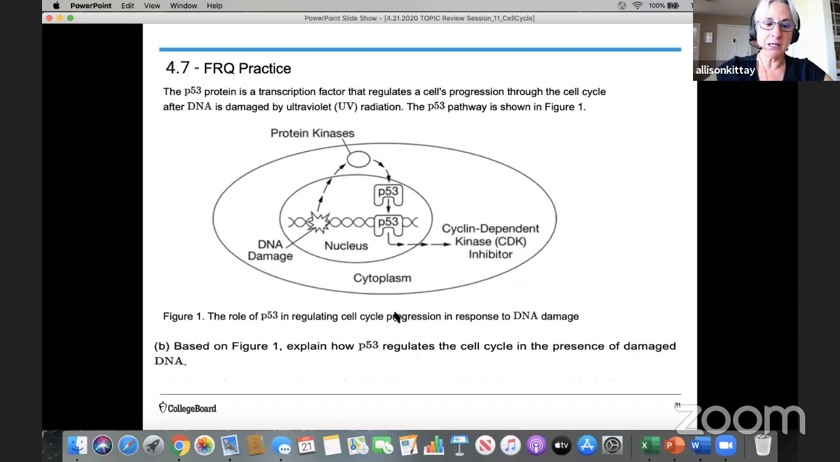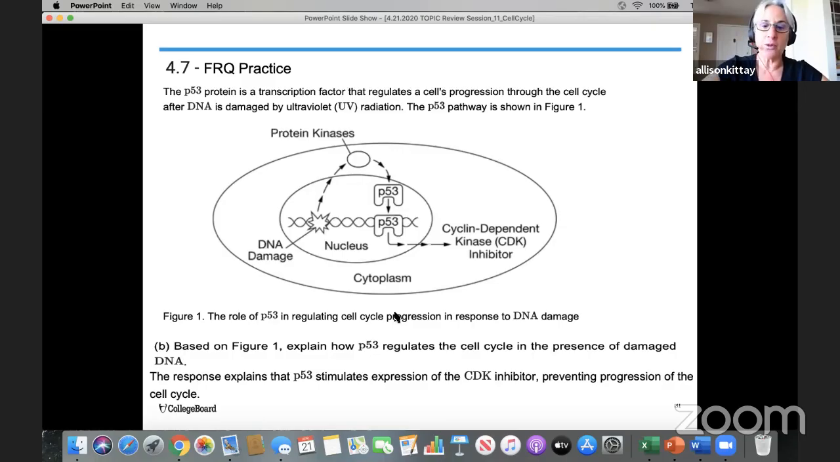In part B, you're asked to explain how p53 regulates the cell cycle in the presence of damaged DNA. So if there's damage and you have p53, what's going to happen? Hopefully, you know that the cell cycle is stopped, and that's because p53 stimulates the expression of that CDK inhibitor, and that halts the cell cycle so that you don't continue to make cells that have damaged DNA.